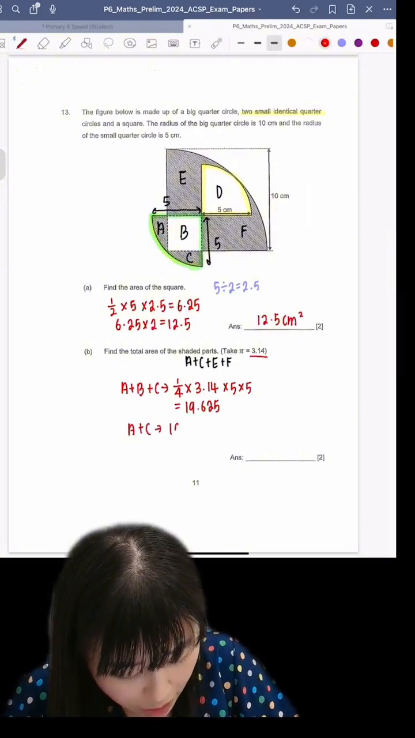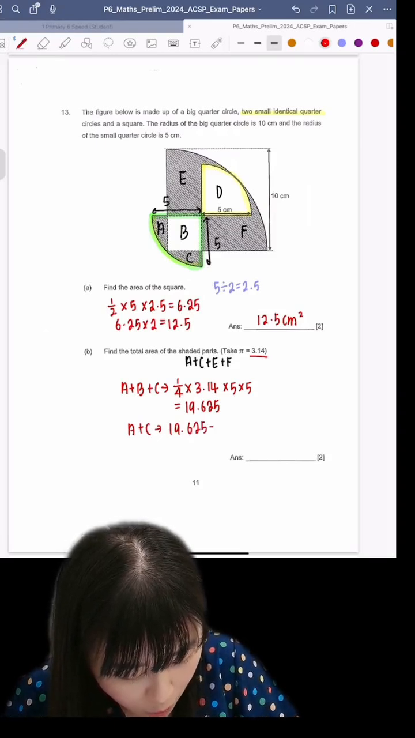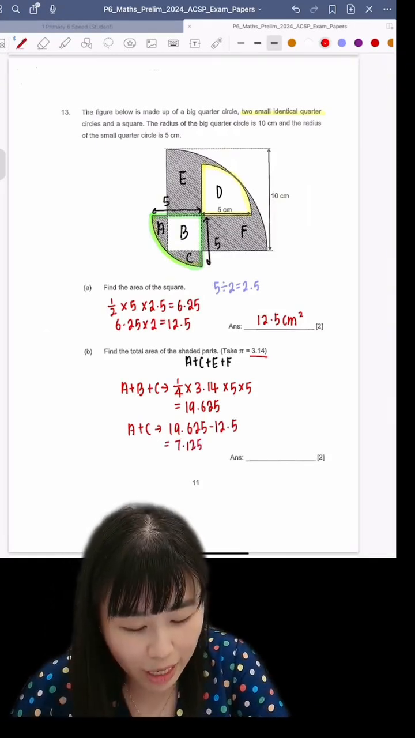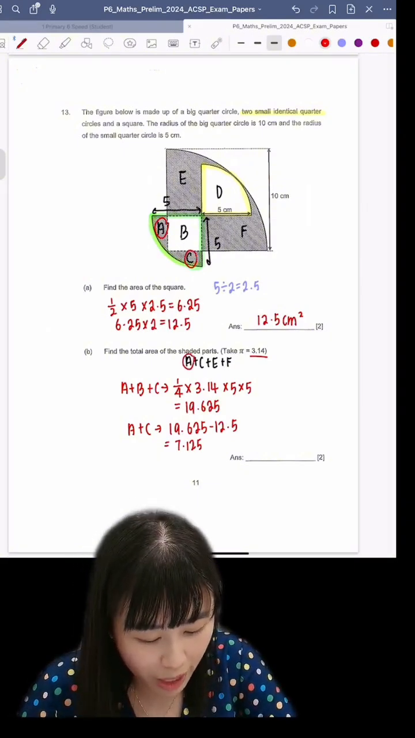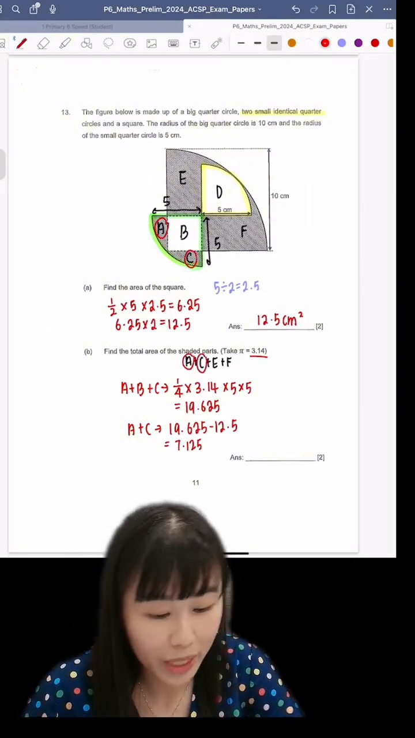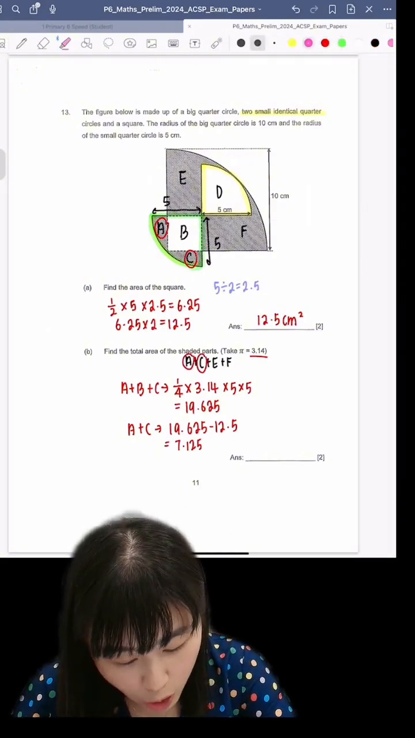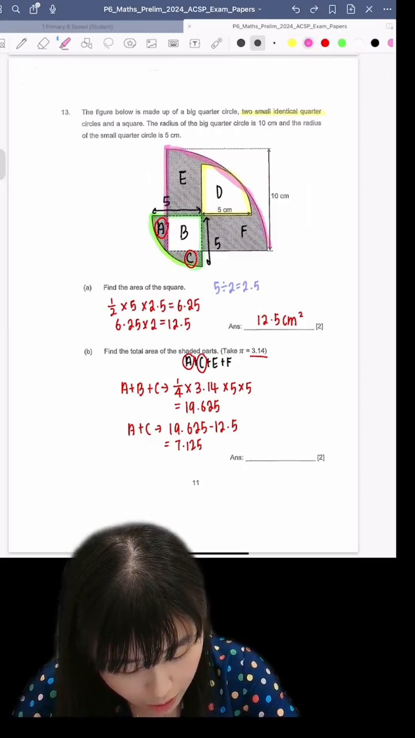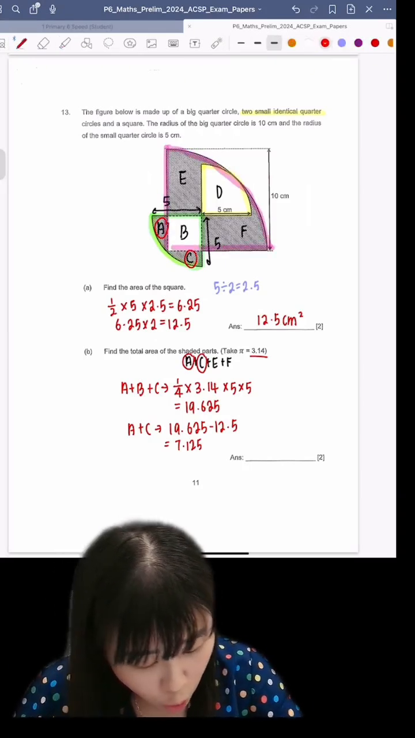I will take 19.625 minus away the 12.5. I'll get 7.125. At least I found two shaded parts already. I found my A, I found my C already. Then next one, I will focus on which shape? I will focus on the big quadrant here now. Like this. Now I give you all another chance to try.